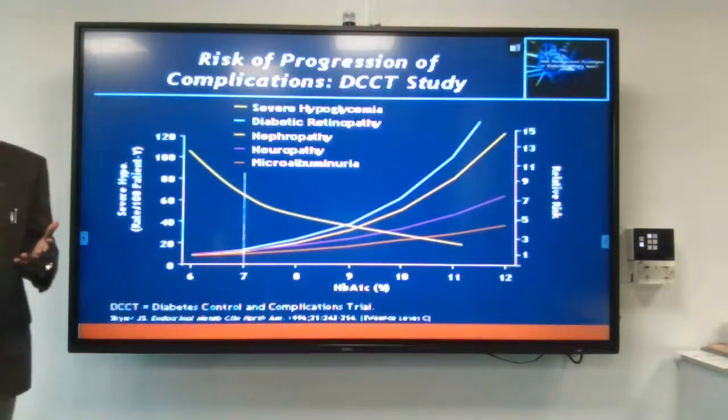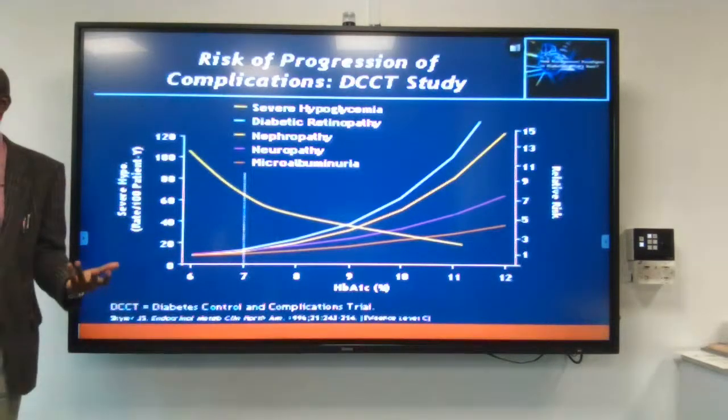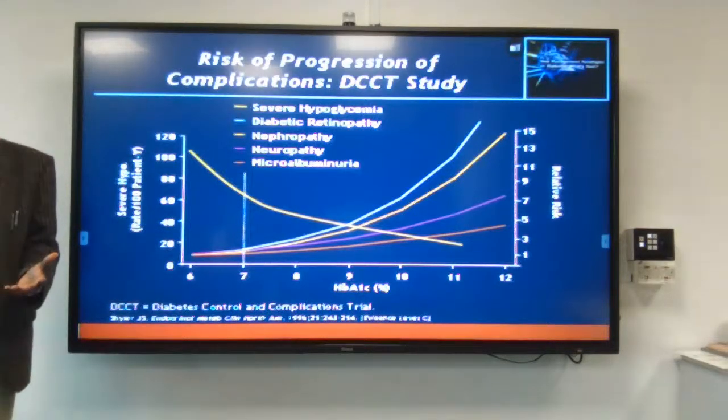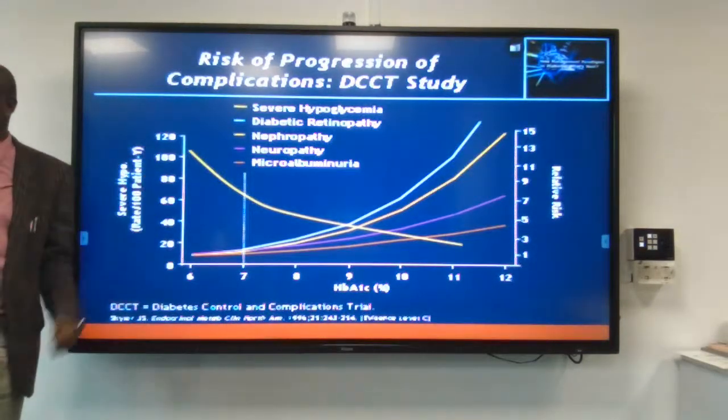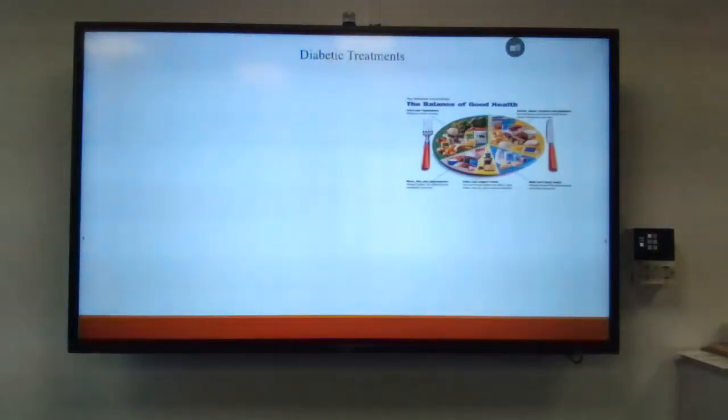So again, when we are trying to tightly control blood glucose level, we still need to keep in mind that we need to balance how to drop the blood glucose level without causing hypoglycemia as well. So it's all about making sure that we control the blood glucose level very well.